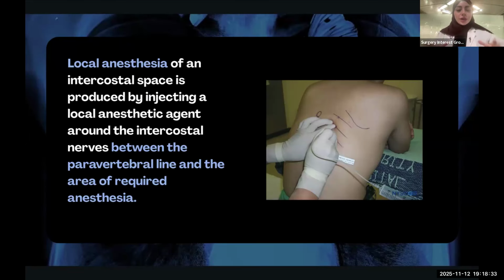Now, first of all, location: where would I want to put this local anesthetic? It's going to be from the paravertebral line all the way to the area of required anesthetic. What does this mean? This means that, okay, this is my vertebra, right? My vertebral column. Beside it is going to be the paravertebral line. So I'm going to start from there. This is going to be the area where I'm going to start my block from, all the way to the area where I need to do the anesthesia. So maybe till I reach the injury or till I reach the site where I want to do this thoracocentesis or this specific procedure. Make sense? Understood?